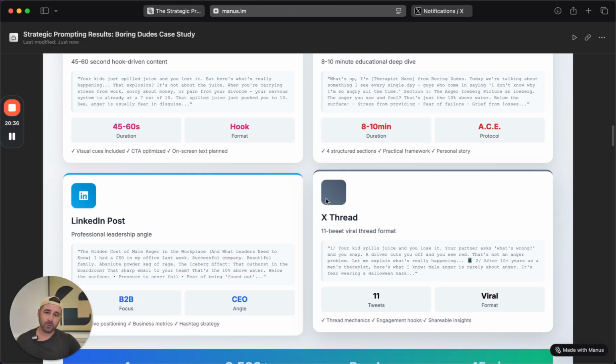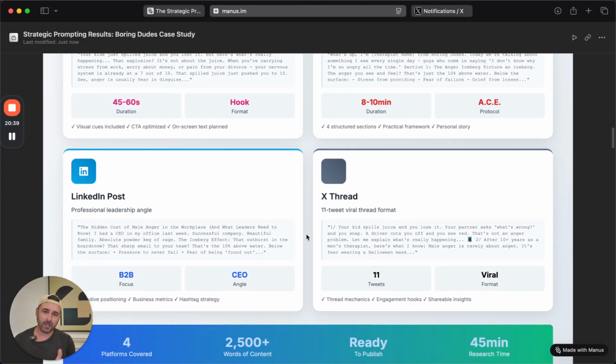Next, LinkedIn. I was really surprised by this because it made it incredibly platform specific from the first go. The hidden cost of male anger in the workplace and what leaders need to know. So it starts out: I had a CEO in my office last week, a successful company, beautiful family, absolute powder keg of rage. The iceberg effect: that outburst in the boardroom, that sharp email to your team, that's 10% above water. Below the surface: pressure to never fail, fear of being found out. So it's got all of these actionable, relatable tips and ideas and frameworks that are incredibly relevant to this business and to the target customer.